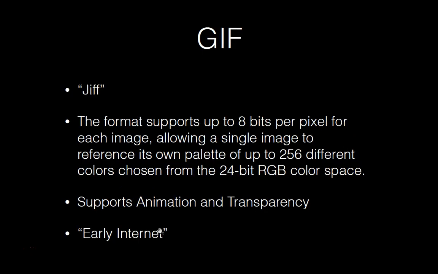A GIF is a file format that supports up to 8 bits per pixel per image, so it has a limited color palette. However, some newer people have been working with the GIF to create sort of a full range by stacking the color transparencies. It supports animation and transparency, and is often referred to as sort of an early internet theme.